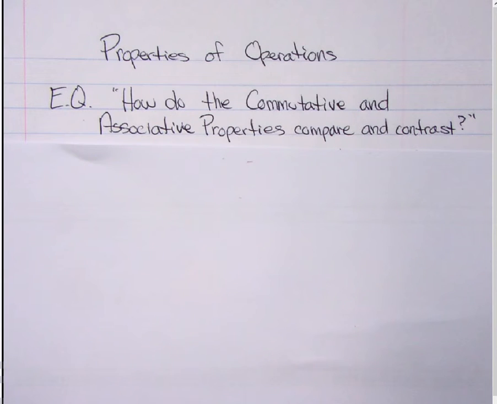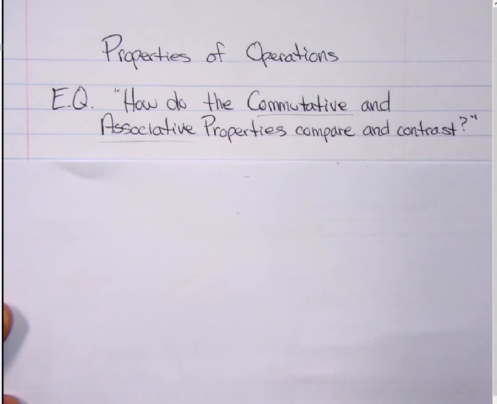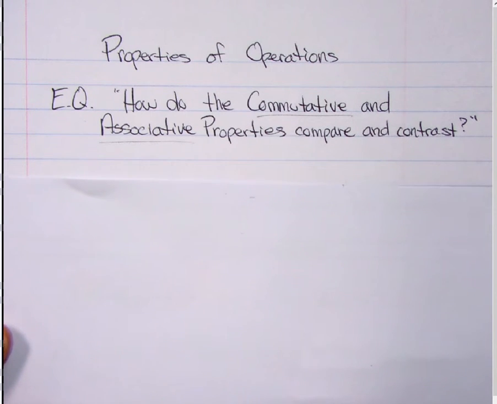All right, properties of operations. How do the commutative and associative properties compare and contrast? How are they similar? How are they kind of different? The assumption is that you know what the commutative and associative properties are, but I'm going to go over it today anyway, just in case.